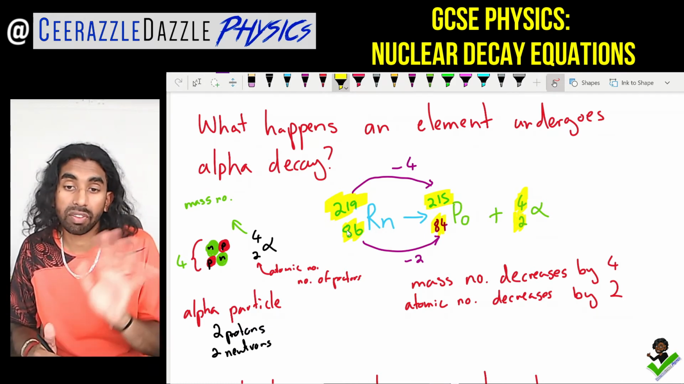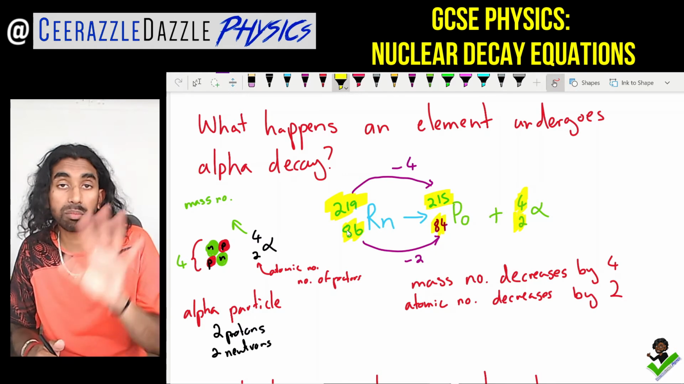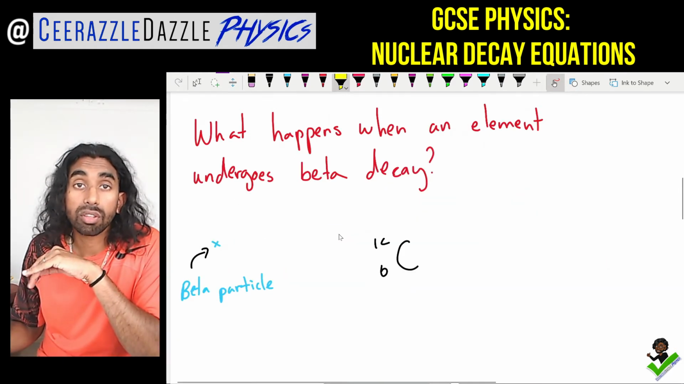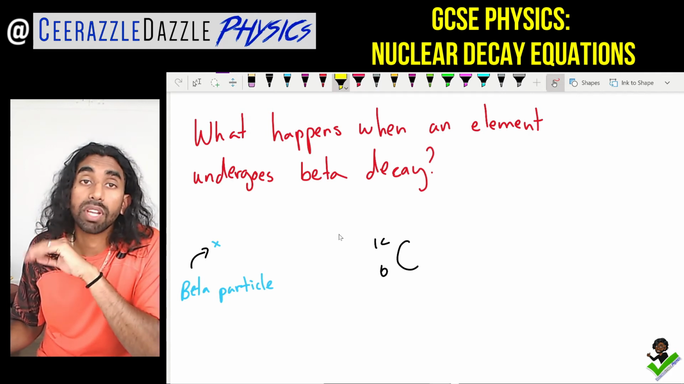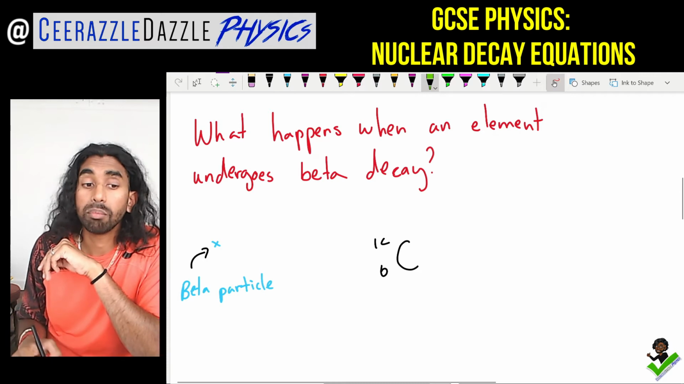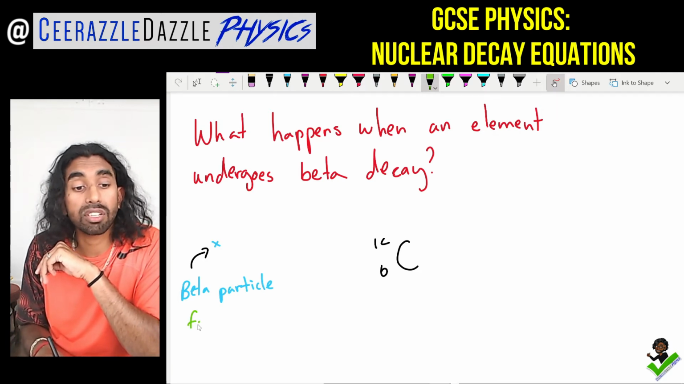Easy stuff, guys. So for alpha decay, it looks like this. Make sure you're able to do the numbers yourself in an exam. Okay, so moving on now. What happens when an element undergoes beta decay? If we have forgotten what beta decay is, a beta particle is simply a fast-moving electron.